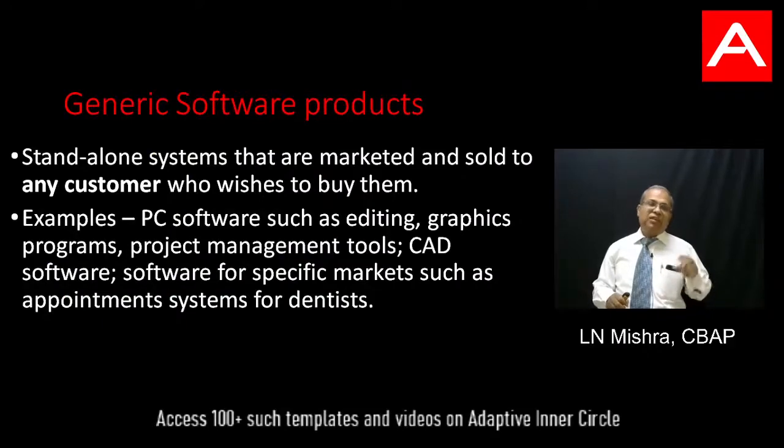Then, if you look at software, there are two categories of software that you will find. One, we call generic software products, which means anybody can use them. For example, all of you must be using Microsoft Windows or some such operating system. Anybody can use it. Or you could be using MS Word, MS Excel, MS PowerPoint. These are products which have been created for a generic purpose.